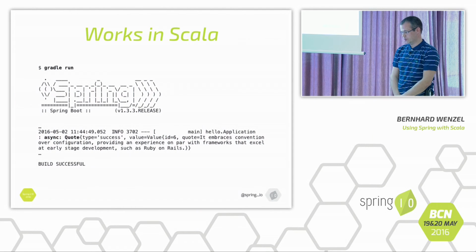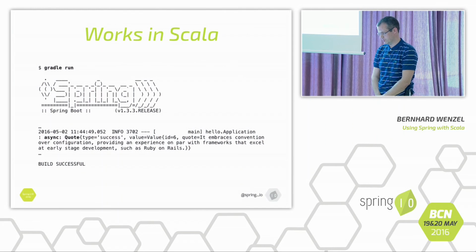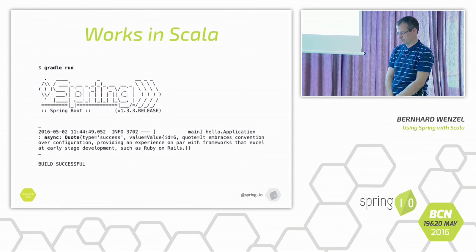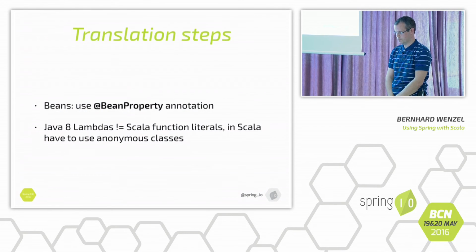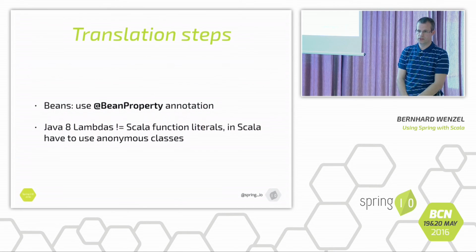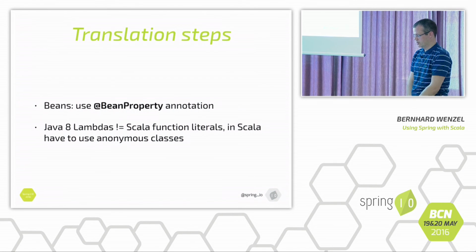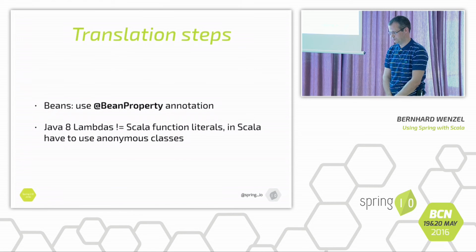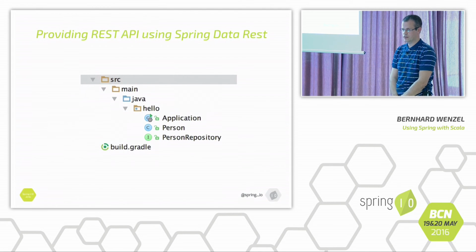But that's it. So we run the example, and in the log we can see it will ping the endpoint and it will return a quote. So what did I have to do? I needed to use the bean annotation, and I needed to know that unfortunately Scala functions are not Java lambdas. I cannot just use them. Okay, another example.